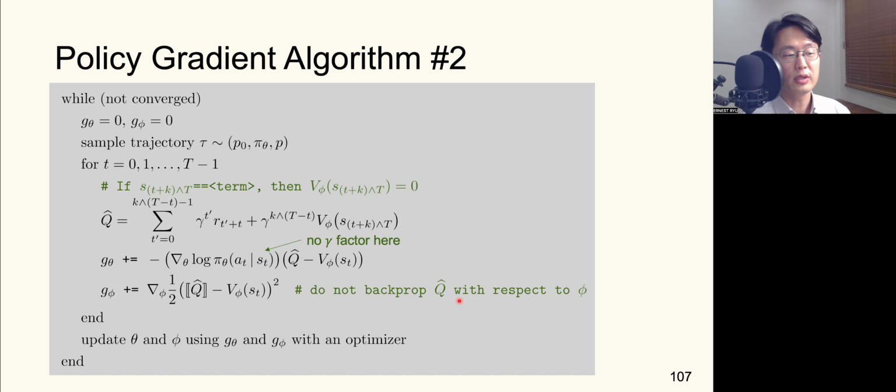So this gamma trick is very common. By applying this, we get the second version of the policy gradient algorithm. The policy gradient algorithm is the same as before. The only difference is that here we don't have a gamma discount factor, gamma to the power of t. That's not present in this algorithm, but it is present when we're computing our Q estimates.